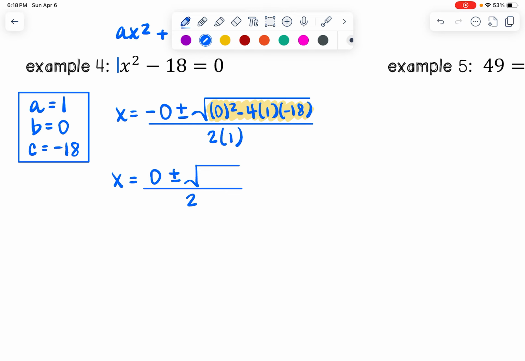All right, so I'm going to type all that in my calculator, right, and get whatever number that's supposed to be, that discriminant underneath the radical there. So here we go, 0 squared minus 4 times 1 times negative 18. And I get positive 72 under here.